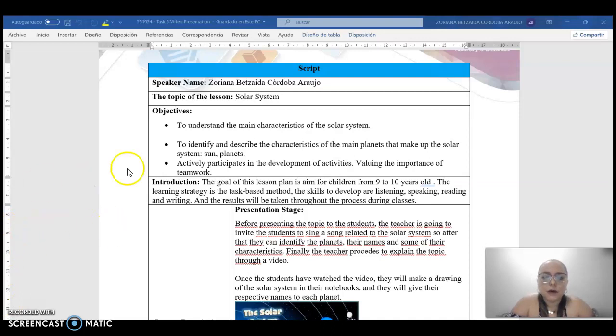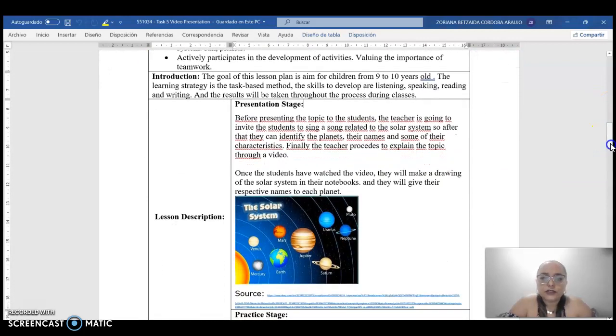Okay, let's talk about the introduction. This lesson plan is aimed at children from 9 to 10 years old. The learning strategy is the task-based method. The skills to develop are listening, speaking, reading, and writing, and the results will be taken through the process during classes.